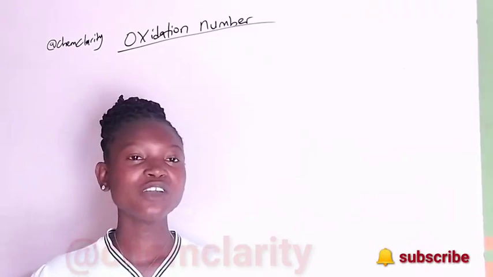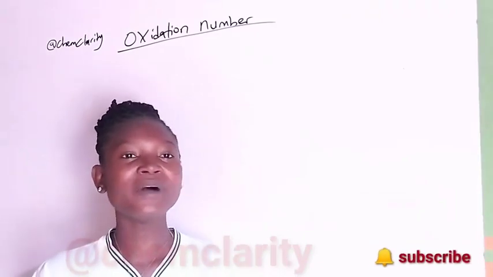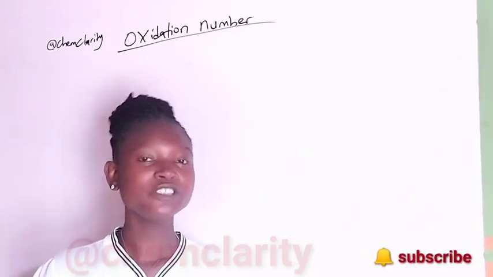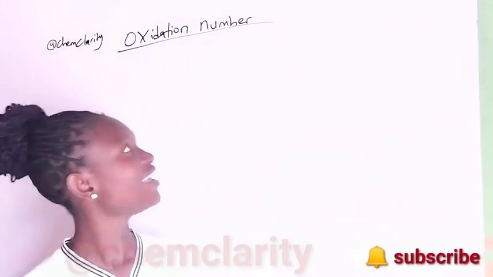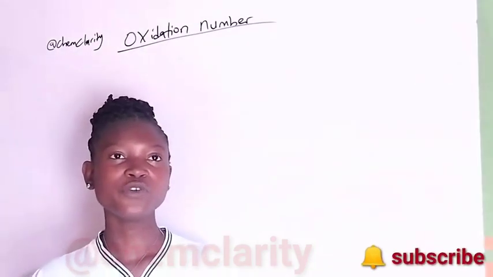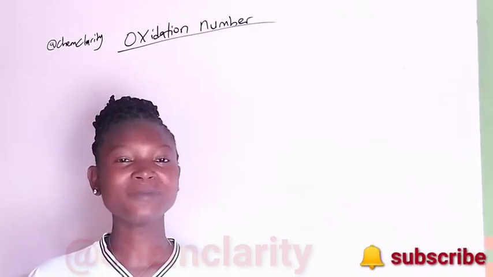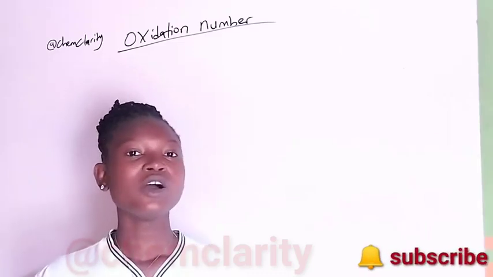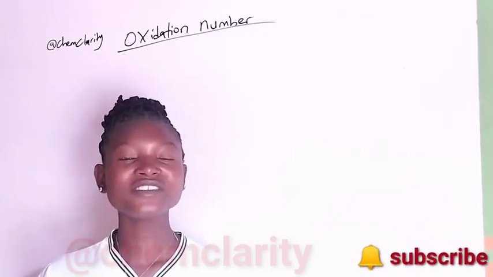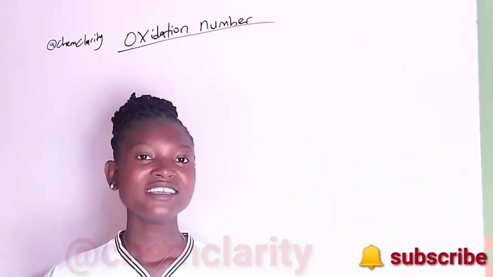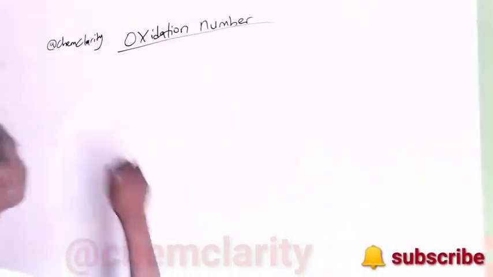Today we'll be learning how to calculate the oxidation number of an atom in a compound. First thing you are going to do is to know the definition of oxidation number. What do we understand by oxidation number? Oxidation number is the number of electrons gained or lost in an atom.